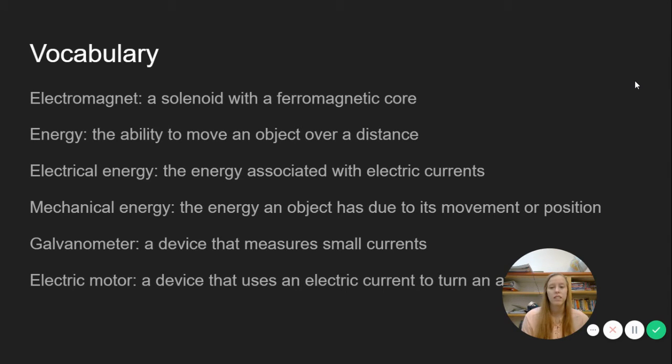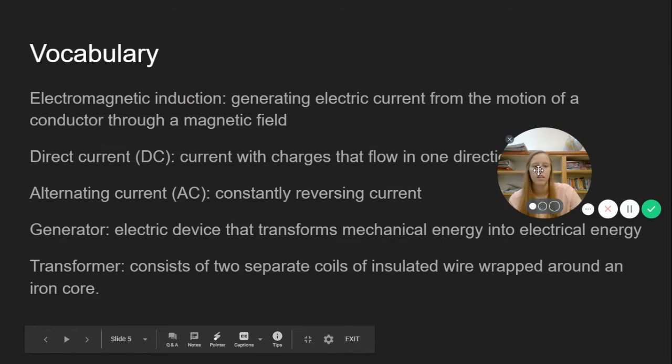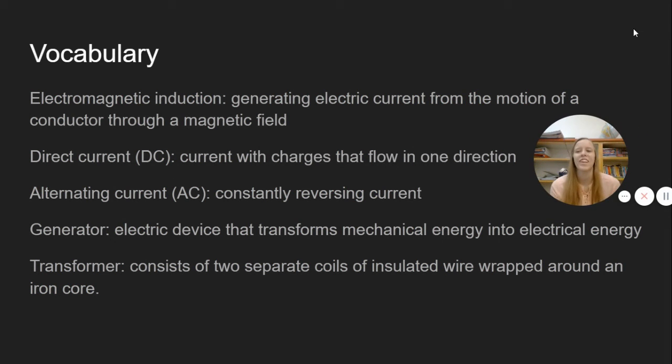A galvanometer is a device that measures small currents. An electric motor is a device that uses an electric current to turn an axle. An electromagnetic induction is generating electric current from the motion of a conductor through a magnetic field. Direct current is current with charges that flow in one direction. Alternating current is constantly reversing current. A generator is an electric device that transforms mechanical energy into electrical energy. A transformer consists of 2 separate coils of insulated wire wrapped around an iron core.